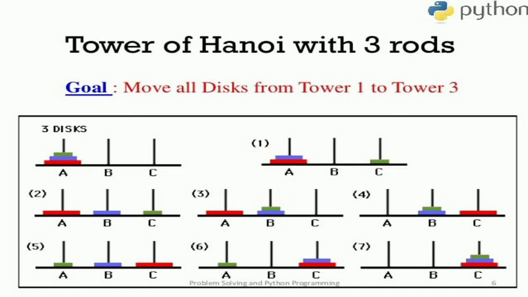This image shows that the 3 disks on rod A are moved to the destination rod C with 7 moves. The goal of this Tower of Hanoi is to move all disks from tower 1 to tower 3.